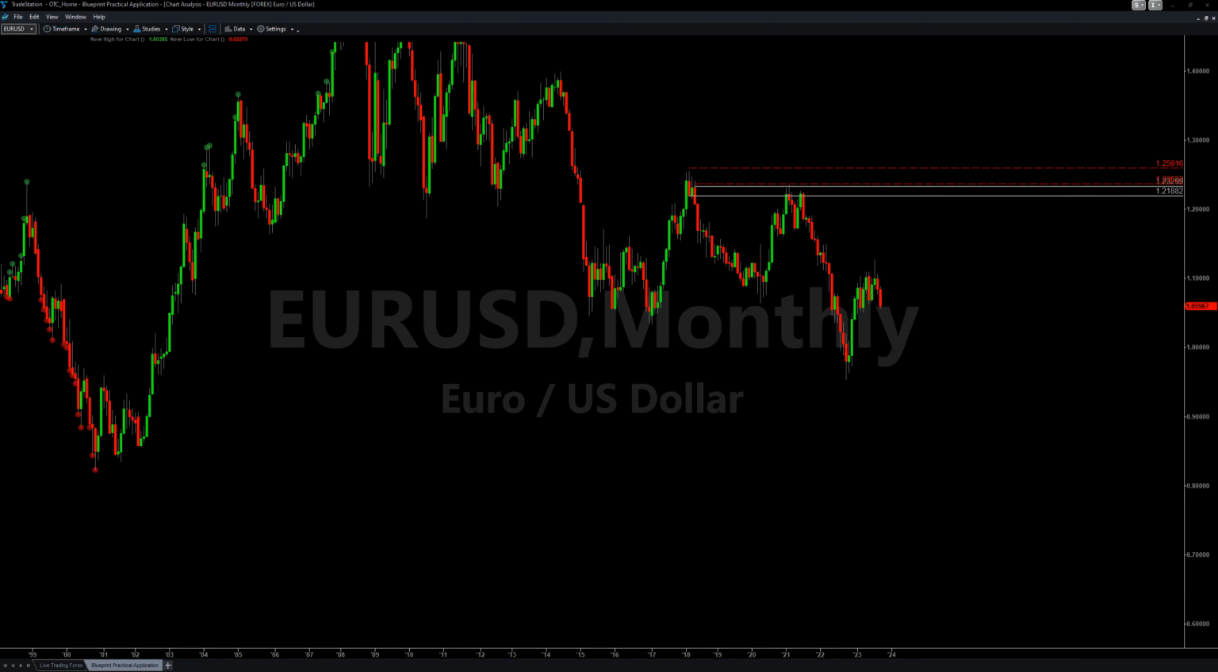Welcome, traders, to lesson number 7 in our practical application for the blueprint. All the topics in these lessons you will also find in the blueprint, including with indicators and, of course, without indicators. But this is the practical application. That means we will not spend time in slides. We are in the chart.